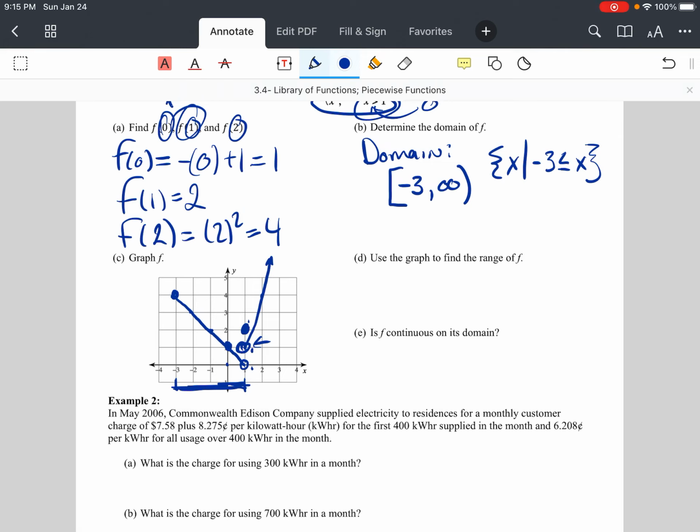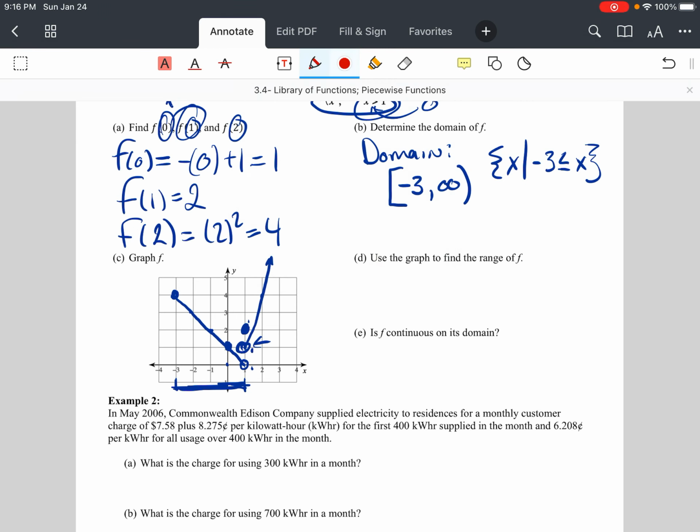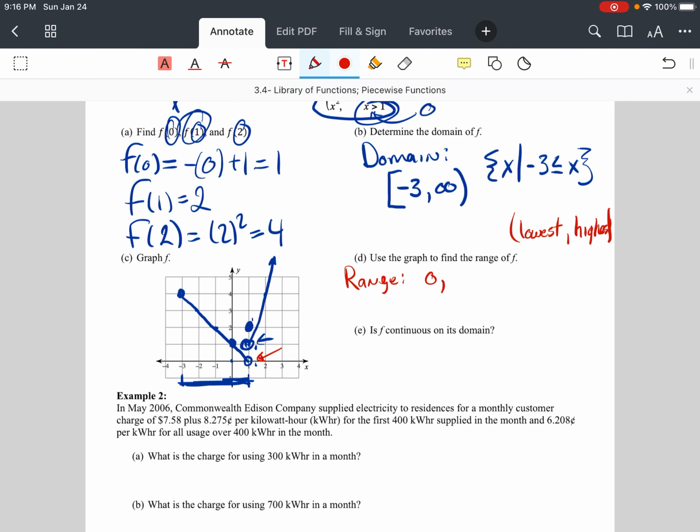All right. So now it says use the graph to find the range of the function f. Okay. So we're going to take a look. I'm going to change colors here. Now notice that the lowest point that it goes, so remember that you use lowest to highest. Okay. So the lowest it goes is actually at y equals 0. Okay, so I'm going to say range. And I'm going to start at y equals 0.